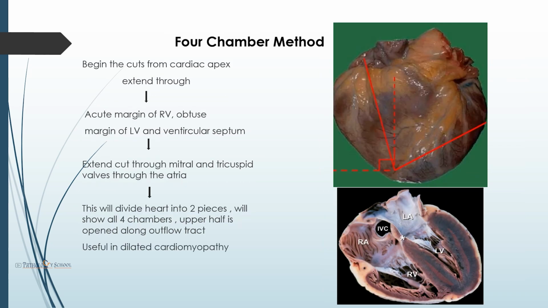Another method is the 4-chamber method of heart dissection. With the help of a long knife, begin the cut from the cardiac apex, which extends through the acute margin of the right ventricle, obtuse margin of the left ventricle and ventricular septum. Extend the cut through the mitral and tricuspid valve through the atria. This will divide the heart into 2 pieces and show all 4 chambers: upper right and left atria and lower right and left ventricle. The upper half is opened along the outflow tract. The four-chamber method of heart dissection is useful in dilated cardiomyopathy.